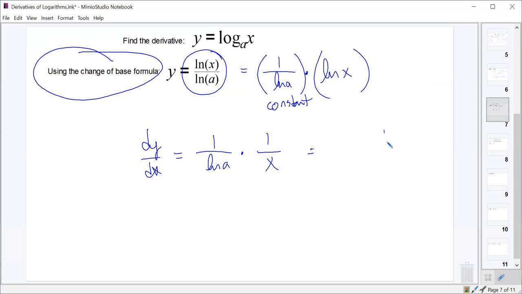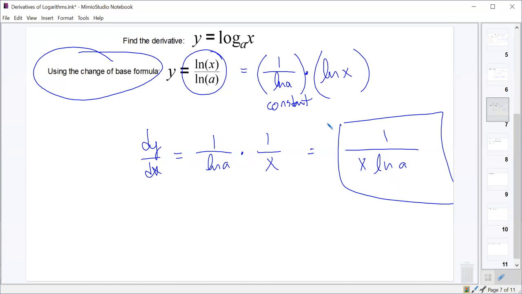So normally we would write this as 1 over x natural log of a. And that's the rule for the derivative of a logarithm in any base. It's 1 over x times the natural log of a. Fairly similar to when we did the exponential ones with a to a variable, right? Like 2 to the x or 2 to the sine x or something. Just includes that natural log in there. Everybody okay with that?